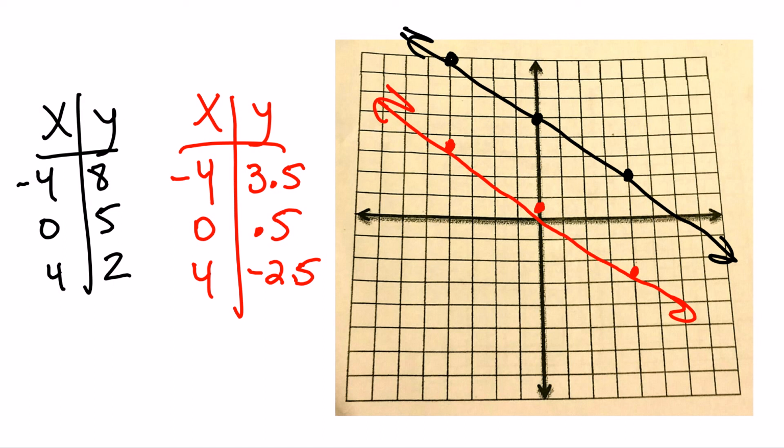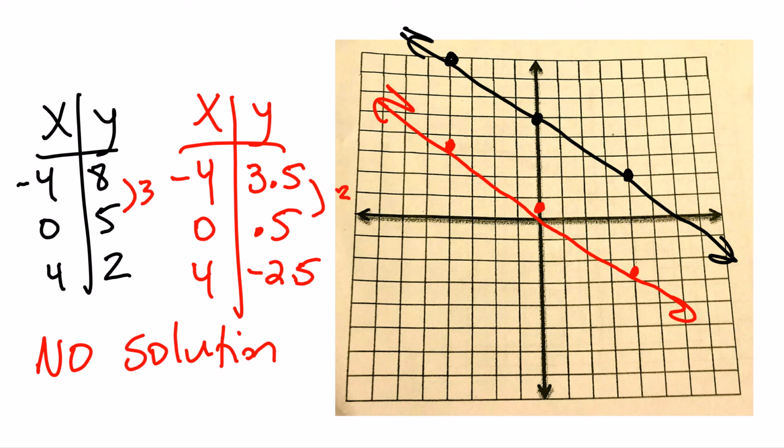These look parallel, so there is no solution. A good way to know they are parallel is the difference between that one's 3, the difference between that one's 3. And that one's 3, that one's 3. They have the same rate of change, so they're never going to get any closer or farther from each other. So no solution. And that's it for 18.